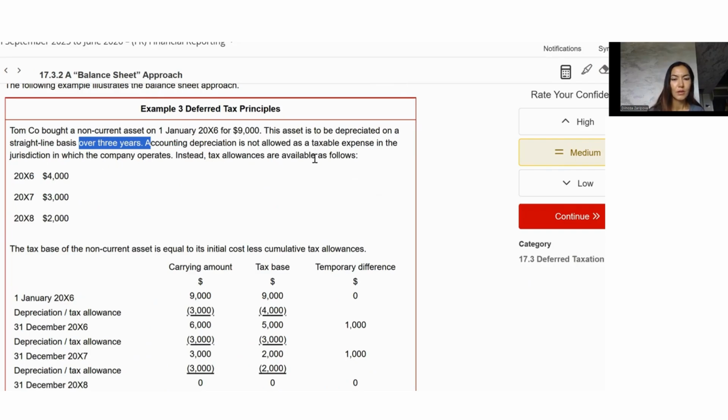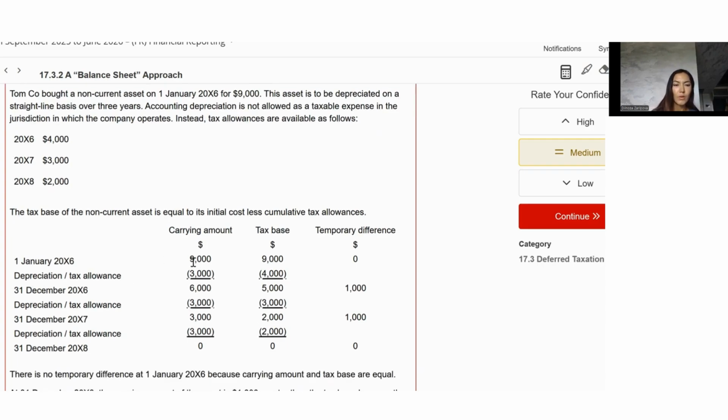Instead, tax allowances are available as follows. So tax allowances are available, right? 4,000, 3,000, and 2,000 for these years. The tax base of the non-current asset is equal to its initial cost less cumulative tax allowances. So we are just looking at our tax allowance, right? That are allowed. So you are just charging on a straight line basis 3,000 each year, right?